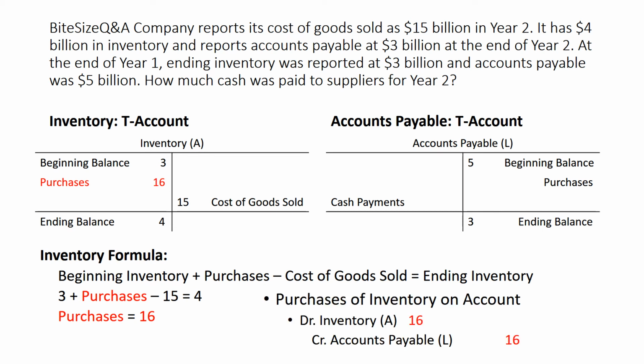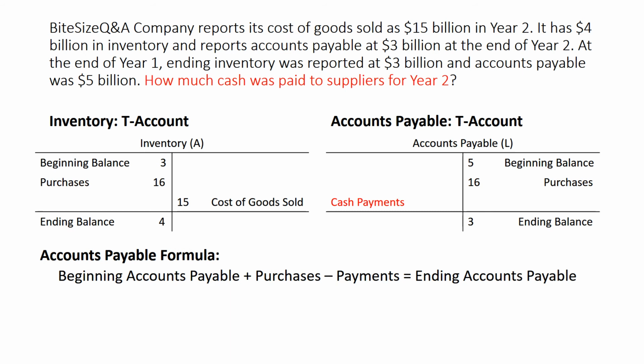Remember, when we made the purchase of inventory on account, we debit inventory for 16. That means we must credit accounts payable for 16 as well. So we can record 16 for the accounts payable T account under purchases.